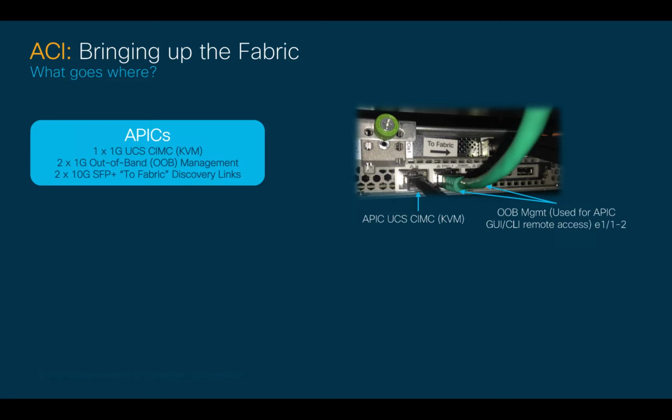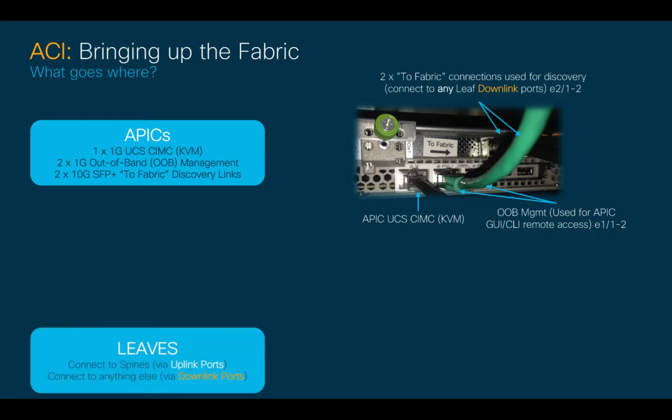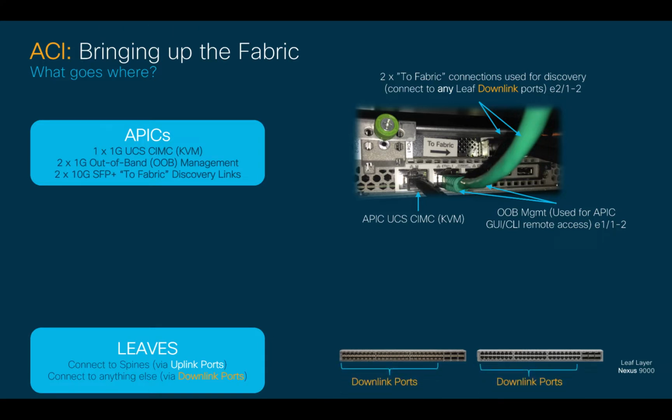If you have an out-of-band dedicated network, you can connect the CIMC and the out-of-band management ports there. Finally, there are 2 10 gig ports with a tag that indicates you must connect them to the fabric. This means the leaves, and they will be used for automatic fabric discovery, management, and more. We will connect those 2 fabric ports using a Twin-X cable or 10 gig link to the downlink ports on any leaf or leaves as indicated in the diagram.